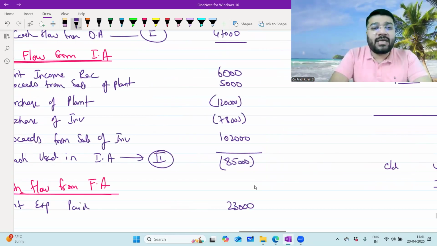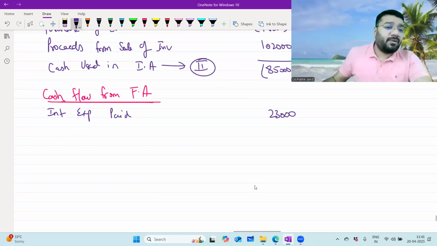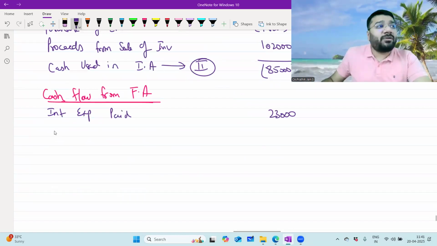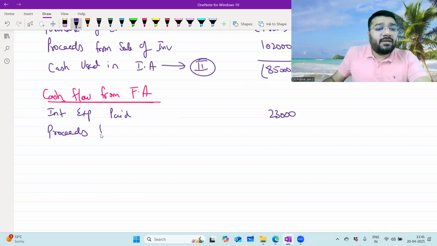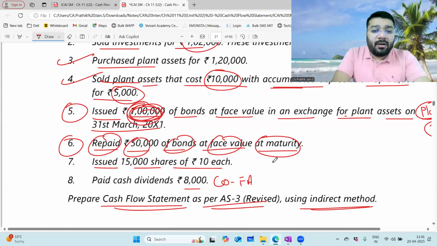So this is cash inflow. Sir, are we supposed to do the working note? Yes. If they've given any adjustment, means they want the ledger. What is the description? Proceeds from issue of equity shares, 1,50,000. Let's talk about bond.